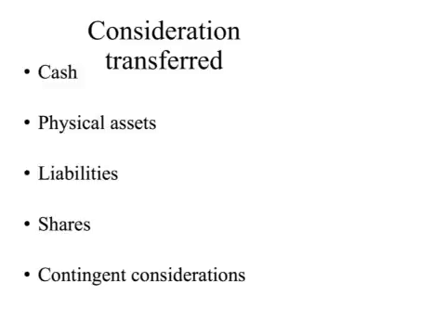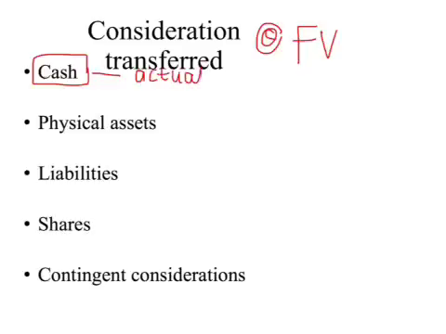I just briefly want to touch on the different types of considerations that can be transferred. The easiest one is the cash. Now, because the consideration that is transferred needs to be valued at fair value, the fair value of a straight cash payment is just the actual cash flow that took place. So it can be the actual cash flow on acquisition date.